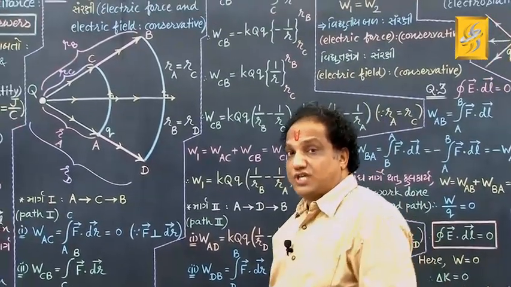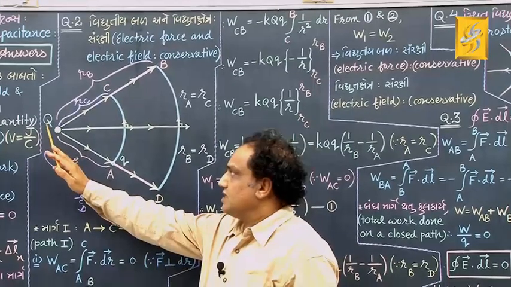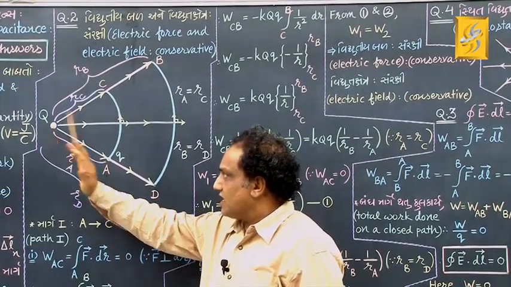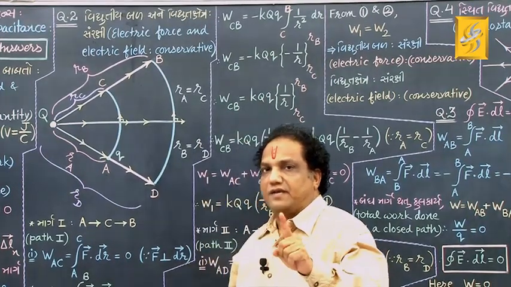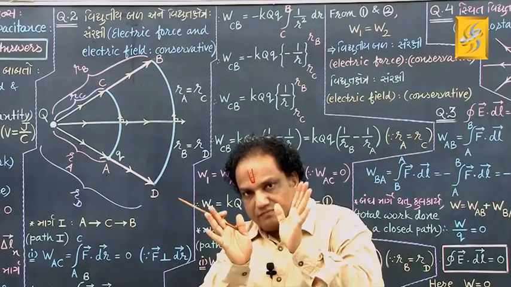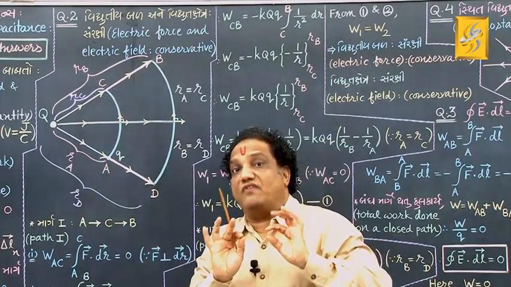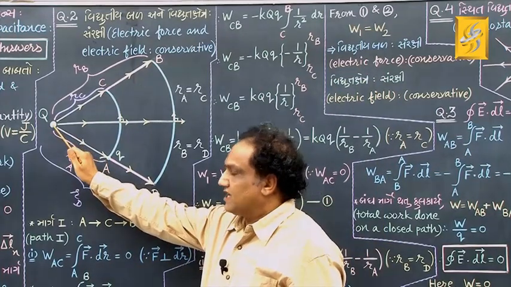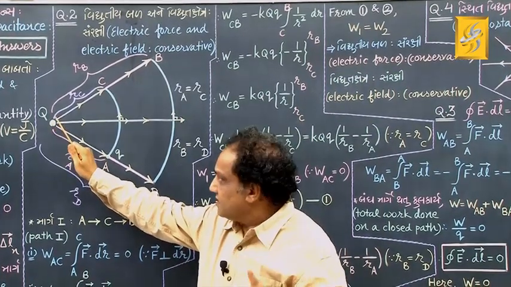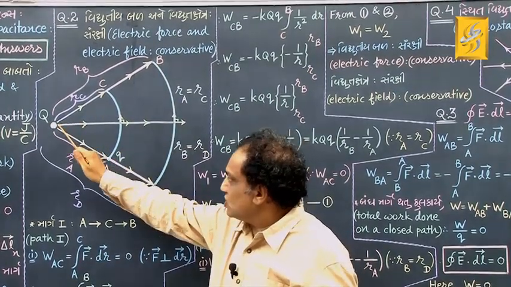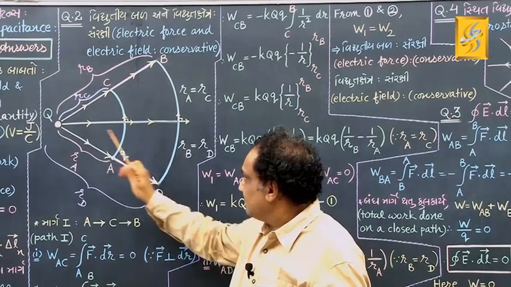Consider a source charge, say charge capital Q. It is a point charge. And if it is positive, you know its electric field lines just go away from it. Correct? So the electric field lines of this positive point charge are away from it, and they are shown in the diagram this way. Fine.